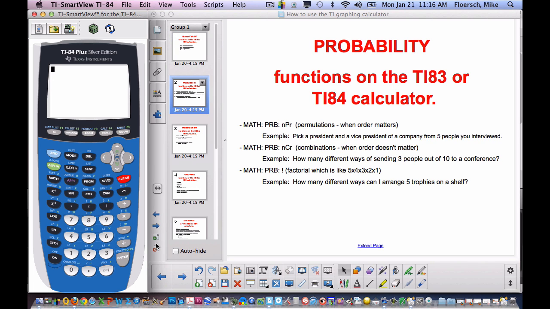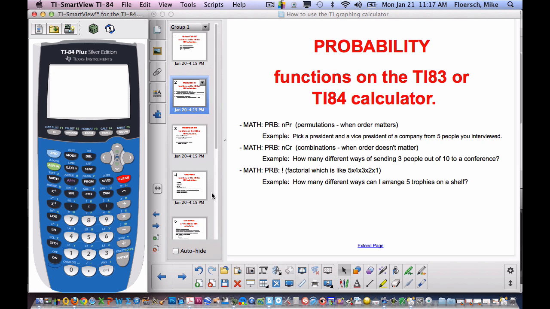Now let's talk about probability and how to use the calculator for the probability functions on a TI83 or 84. A couple of things we want to look at. There are NPR or permutations versus NCR, which are combinations, versus factorial. Permutations are when order matters, and NCR is when order doesn't matter.